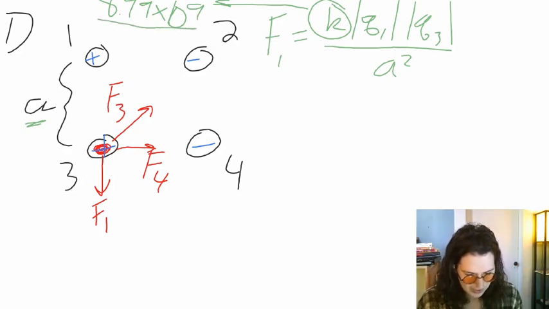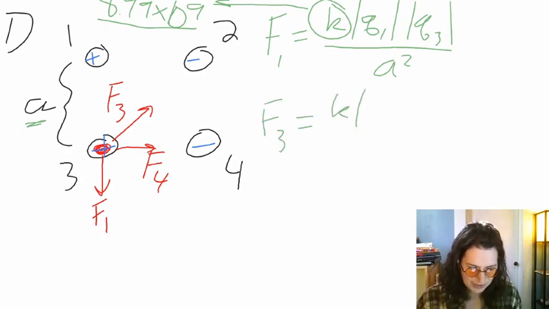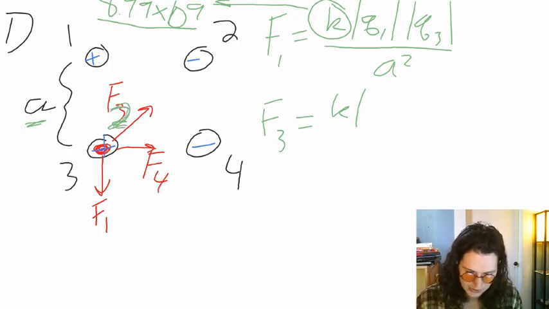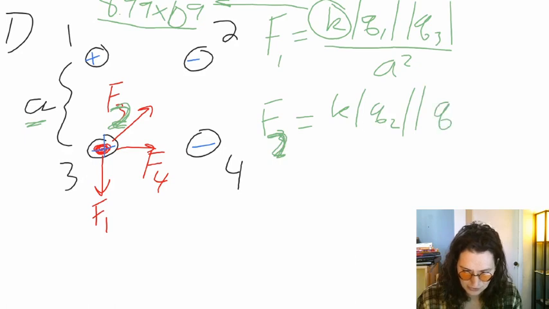Okay, so that's F1. We also have F3, F4. So let's go ahead and calculate those. Well, they're going to look very similar. F3 is going to be K times the absolute value of, I guess that should have been labeled F2, because that is the force that is created by particle 2 on particle 3. So we'd have the absolute value of Q2, which creates that force, times the absolute value of Q3. And then we divide by the square of the distance between them.